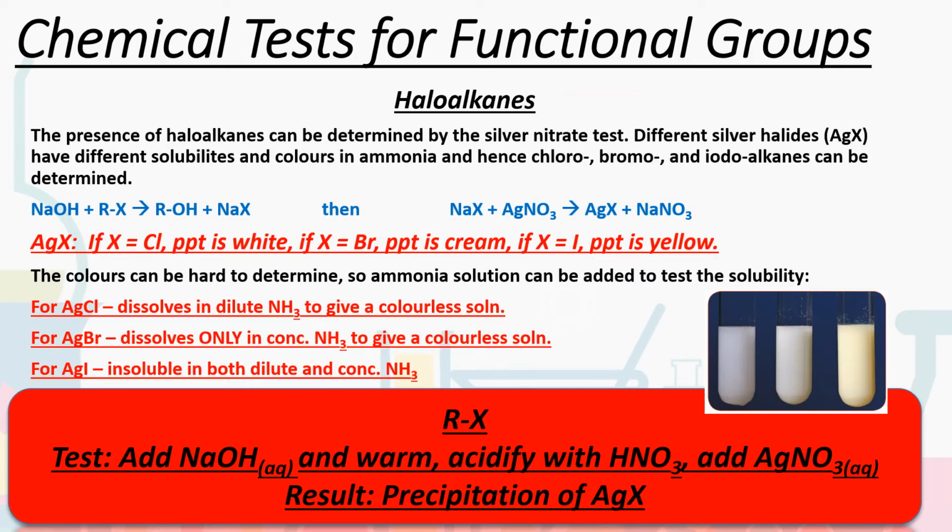The next one is to test for haloalkanes, and we can test for haloalkanes using something called the silver nitrate test. This is because different silver halides, so silver chloride, silver bromide, or silver iodide, have different colours for a start, but they also have different solubilities in ammonia. Hence we can first of all tell if we have a haloalkane at all, but also tell the difference between a chloro, a bromo, and an iodoalkane.